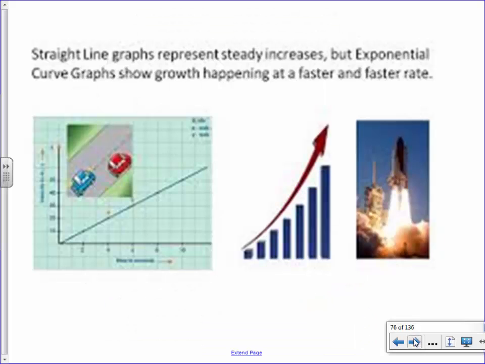I think I still have one more slide here with stuff on there. Linear graphs go up at a steady rate. Exponential graphs, they don't go up steady, they go up fairly steeply. I don't know if that makes sense.